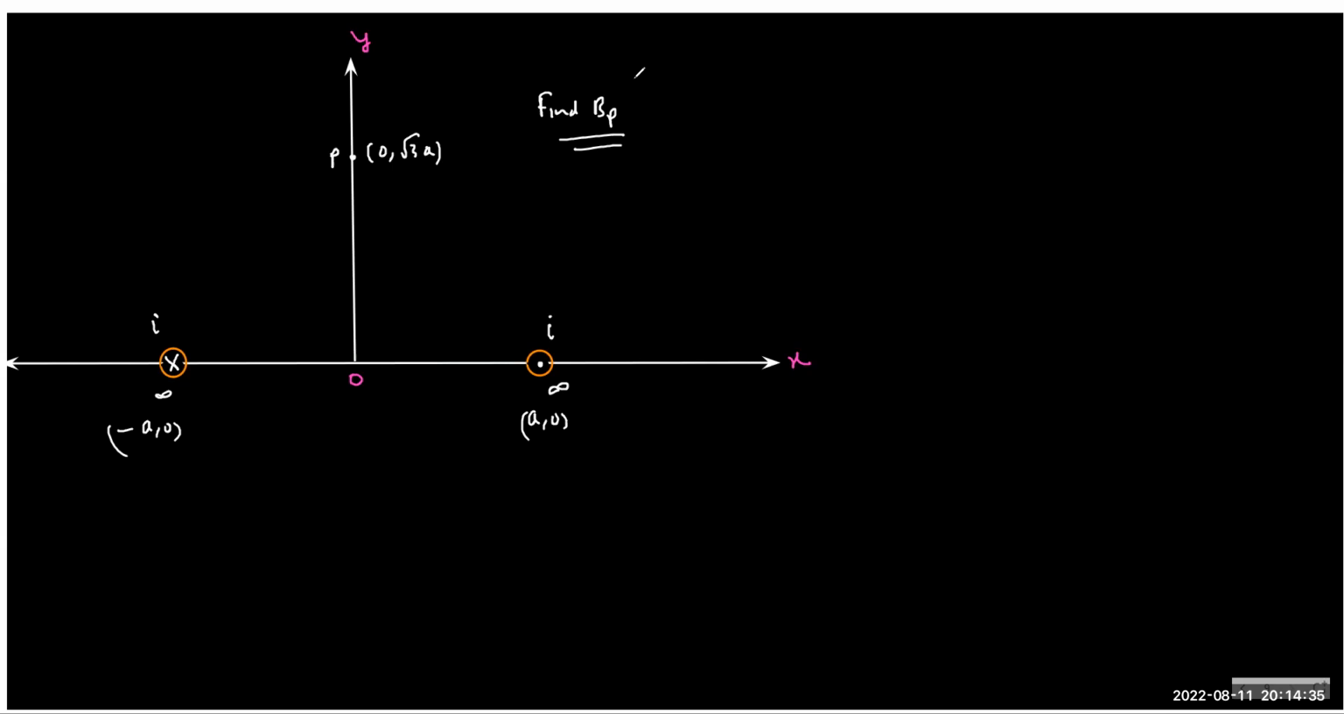Sir, I'm getting mu naught I by 4 pi A as the answer. Let me check. So first of all, the point P itself, this distance is the normal to the wire, right? So these two lines are mutually perpendicular to their respective wires, right? So if this is R, this is also R.